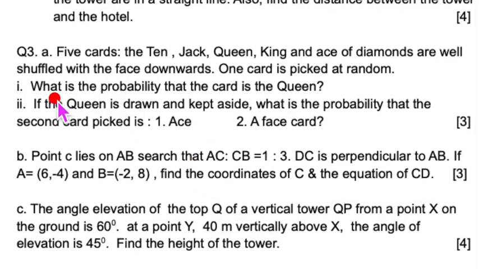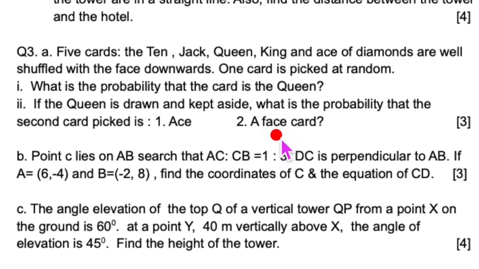Question number 3. 5 cards: 10, Jack, Queen, King, Ace of Diamonds. They are all well shuffled with face downwards. 1 card is picked up at random. What is the probability that the card is the Queen? Then in the second case, the Queen is drawn and kept aside. What is the probability that the second card will be? Number 1 is Ace, number 2 is a face card.